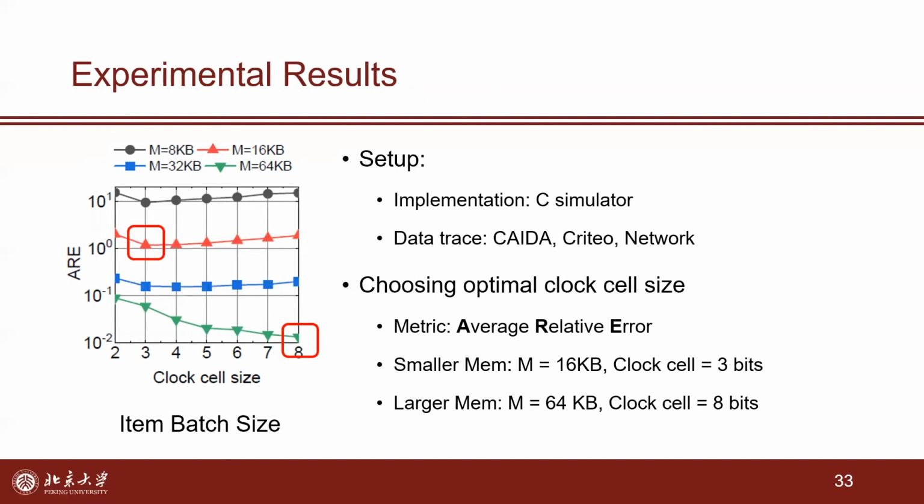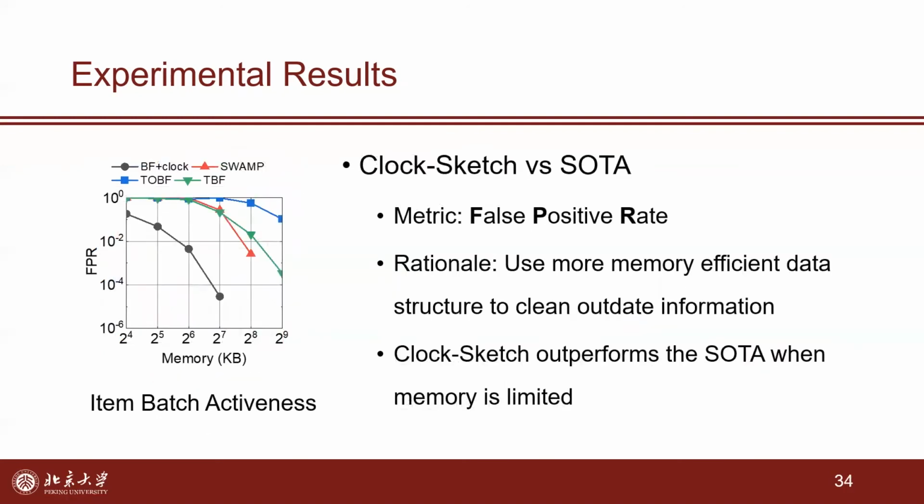And the reason for this is as follows. When the memory is more restricted and small, the hash collision effect is more serious. Thus, we have to generate more cells to avoid hash collisions, so we can only have smaller clock cells. And when memory is enlarged, we have more space to give larger clock cells to eliminate more outdated information from the data structure.